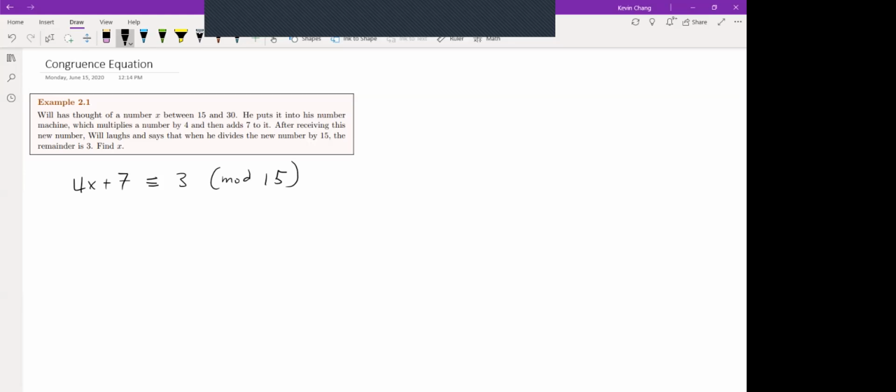So if we just use regular algebra to solve this, we have that 4x is going to be congruent to minus 4 mod 15. And this is just going to be 15 minus 4 is 11 mod 15. And now the problem is, how are we going to get rid of this 4 in front of the x? So the problem with division in modular arithmetic is that it doesn't always work.